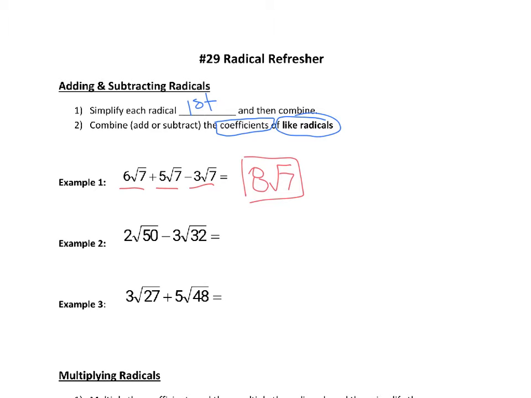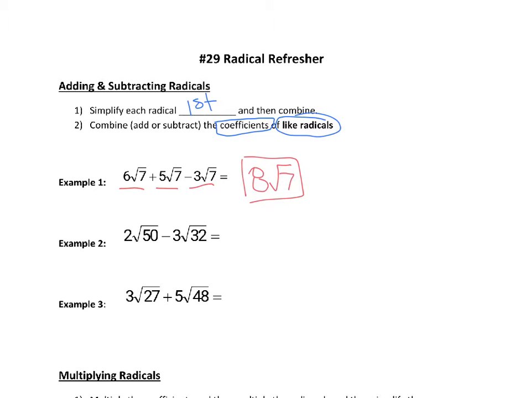Moving on to the next one, example 2. Now, also, just a little side note here. Because these were square roots of 7, I knew that they were already simplified. You can't simplify square root of 7 any further. So, example 2. Square root of 50 and the square root of 32. Yes, they can be simplified, so we have to do that first.